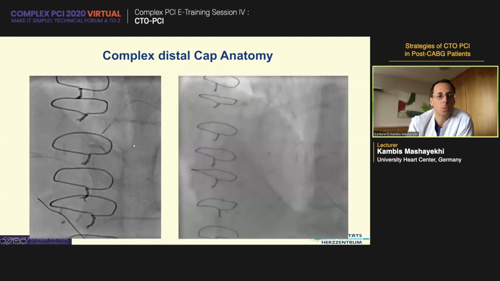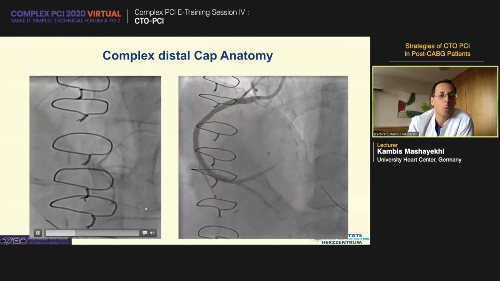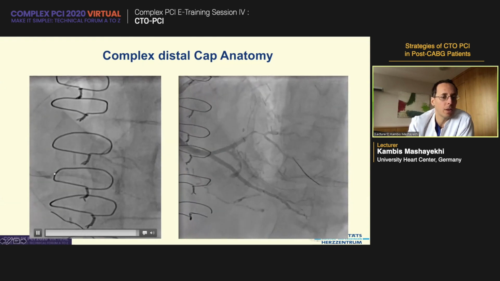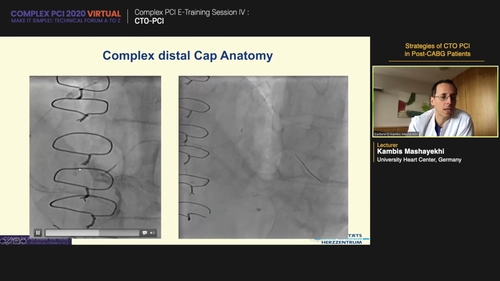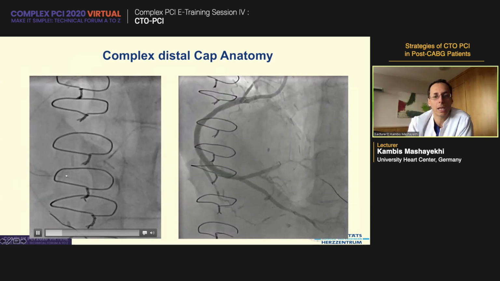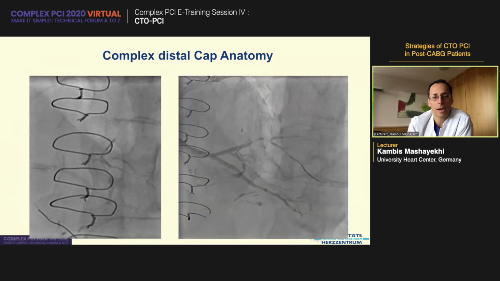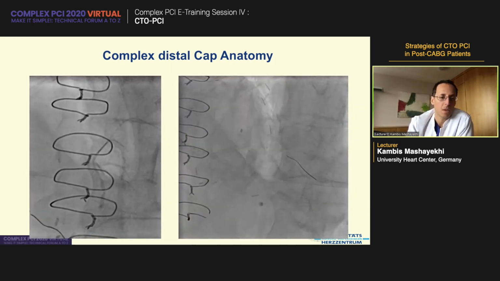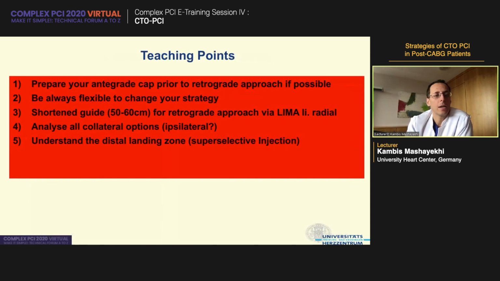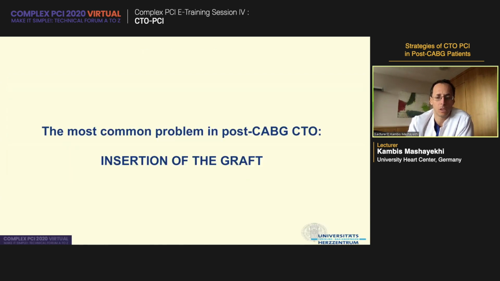bifurcation here, which means I was able to do a reverse CART here, open the PDA, went again retrograde to open this area of interest here, the second occlusion, so double retrograde, and did a culotte there, and finally could open the RCA. So the point here is to be aware of potential jump grafts at the distal anastomosis. The most common problem in post-CABG CTO is the insertion of the graft, and I will show you why.